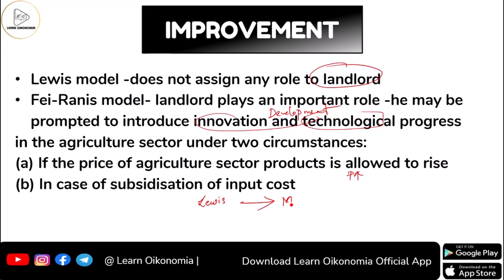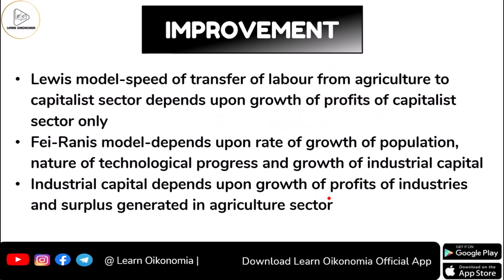Now, with respect to Lewis model, we could see that the speed of transfer of labor from the agricultural sector to the industrial sector is something that would depend upon several factors, like the profit in the industrial sector or the capitalist sector. As per Lewis, it is this that will determine the pace of movement of labor from agriculture to industry.